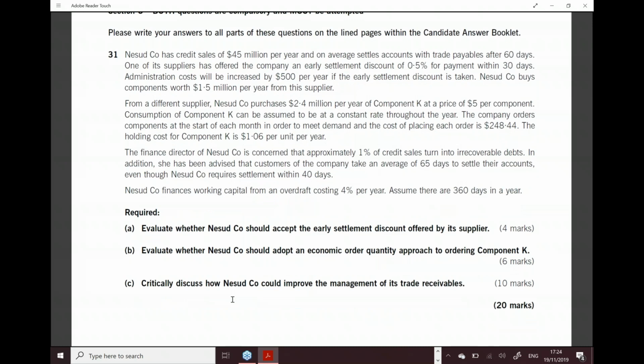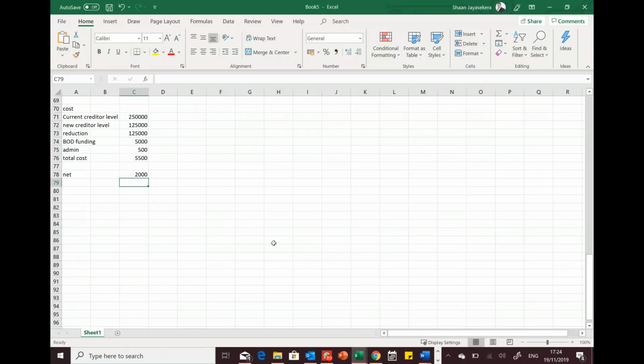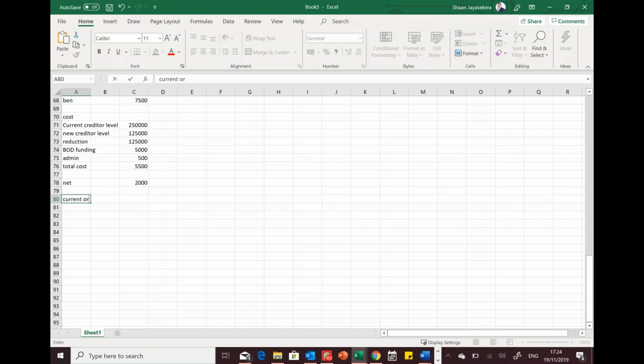Right. Evaluate whether the company should adopt the economic or the quantity approach. So for us to determine whether to adopt the economic or the quantity approach, we should first of all look at what our current approach is. So I will just work out here what our current order procedure is. So my current ordering, what do I know?